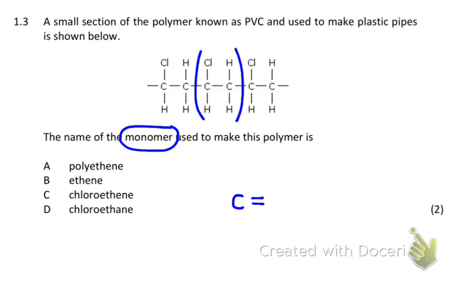Now I'm going to redraw the monomer out of that. Remember that this would have been formed as a result of an addition polymerization, and so there would need to be a double bond between the two carbons, and so that means that the name of the monomer is chloroethene.